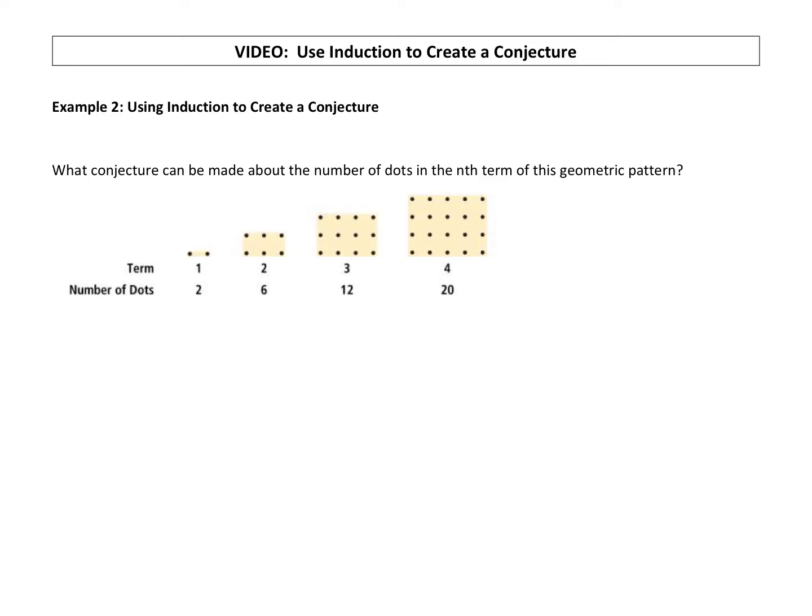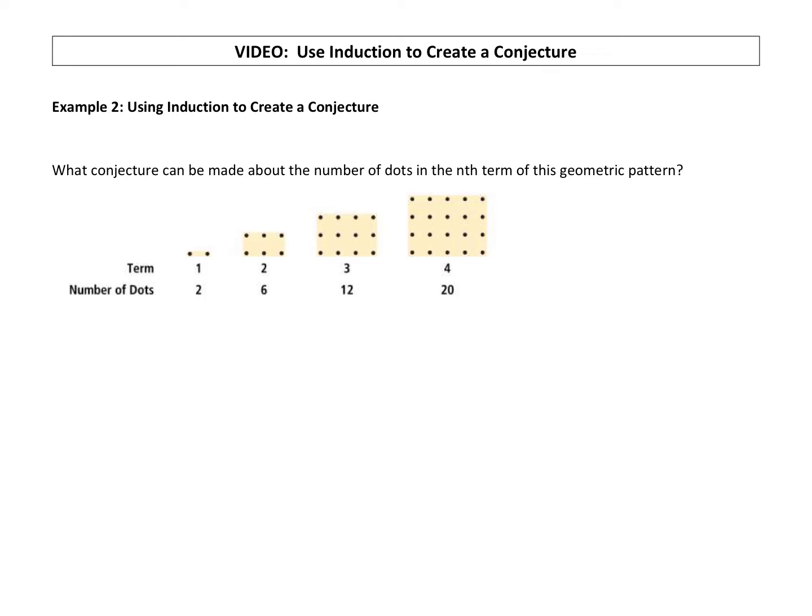Okay, we're going to use induction to create a conjecture in this example. So, what conjecture can be made about the number of dots in the nth term of this geometric pattern? So this one's kind of cool. We actually get a visual to work with. So the nth term means here's our first term, second term, third term, fourth term.